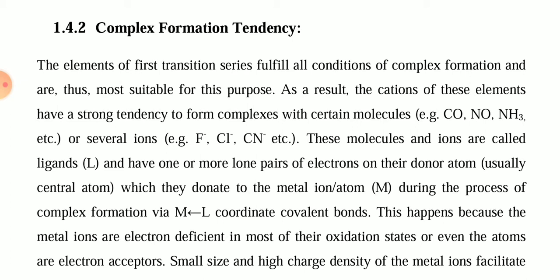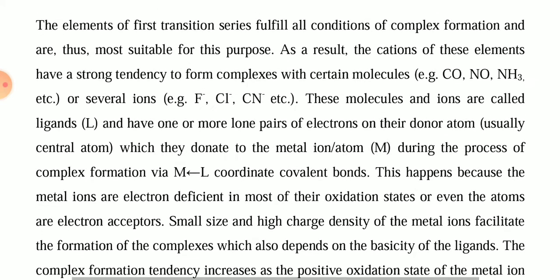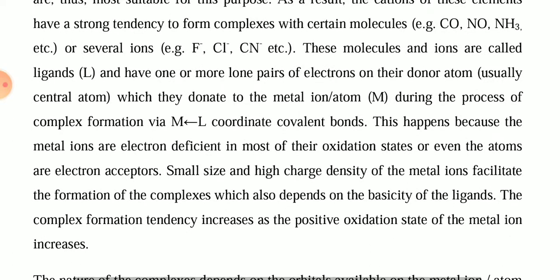During this process, the complex forms via a metal-ligand coordinate covalent bond, not a completely covalent bond, because, as we know from a previous lecture, d block elements only make coordinate covalent bonds; they don't make ionic bonds or plain covalent bonds. Okay, so this happens because of the metal ions' electron deficiency in most of their oxidation states.